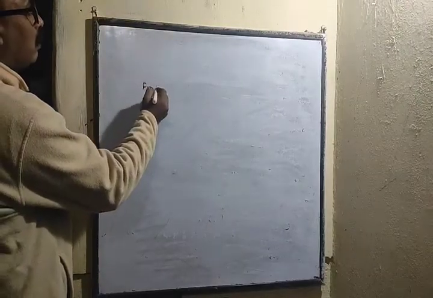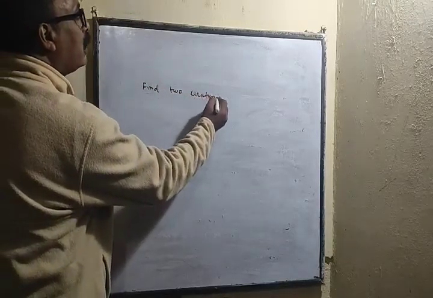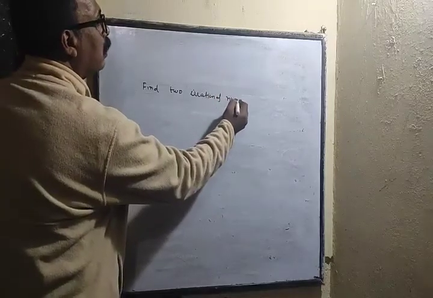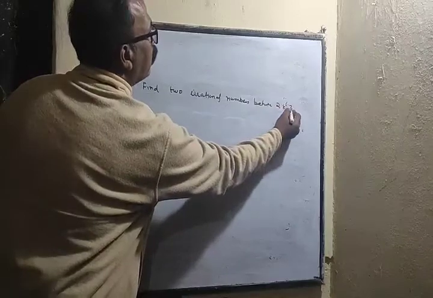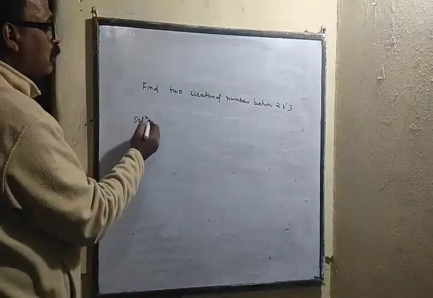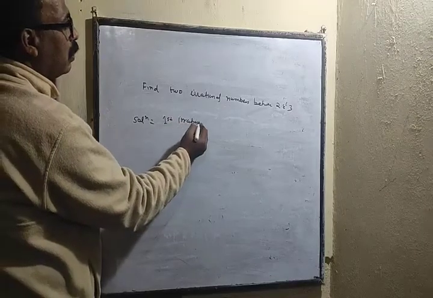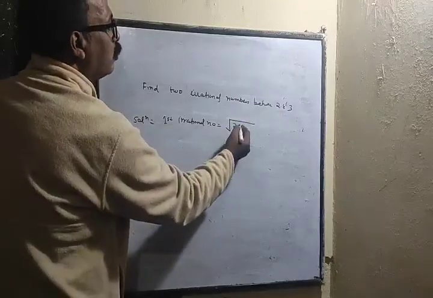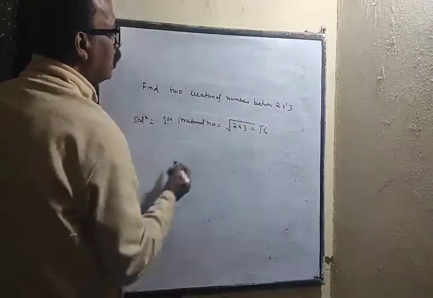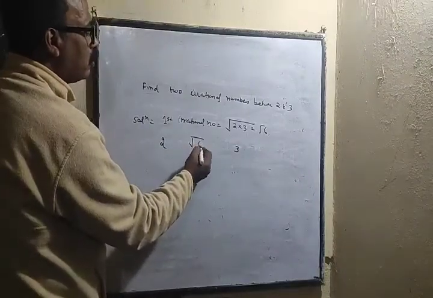Next type of sum is: find two irrational numbers between 2 and 3. So the solution set will be: first irrational number will be root over the product of these two, 2 and 3. 2 into 3, so it will come out as root 6. So we have 2, we have 3 and one irrational number we have got as root 6.